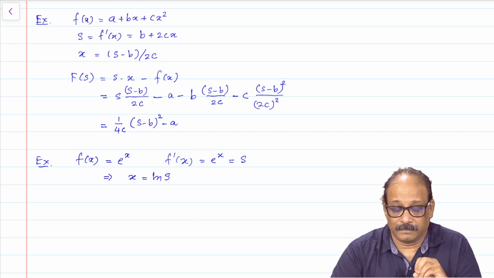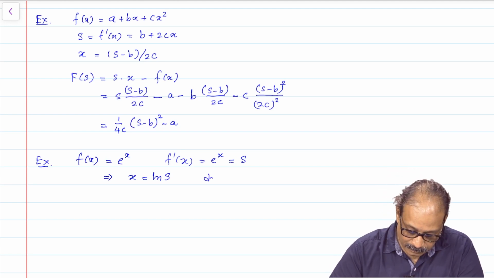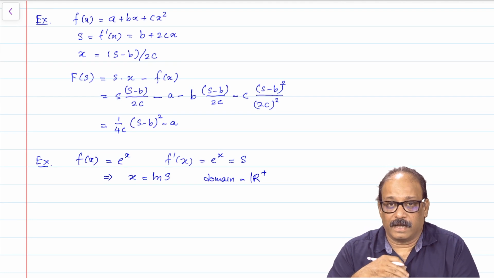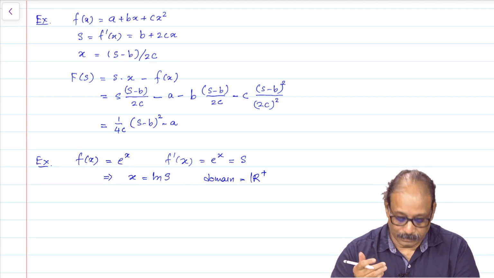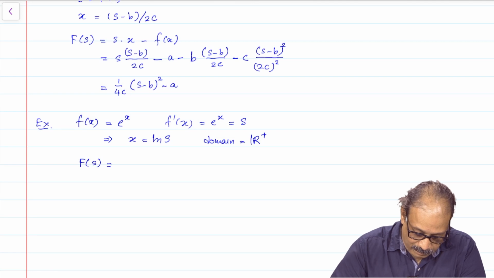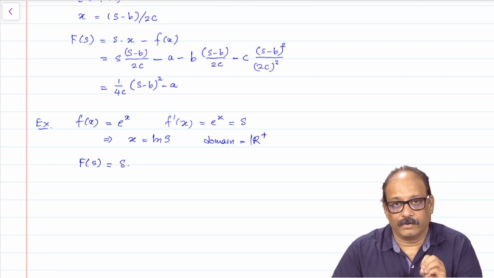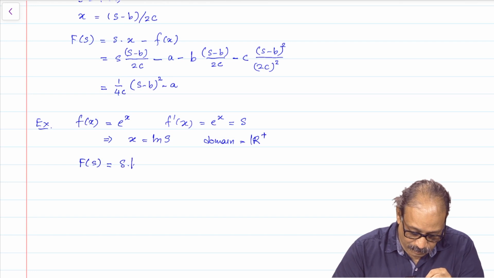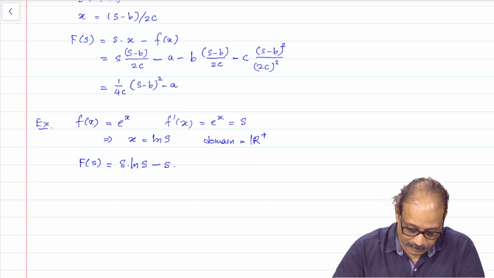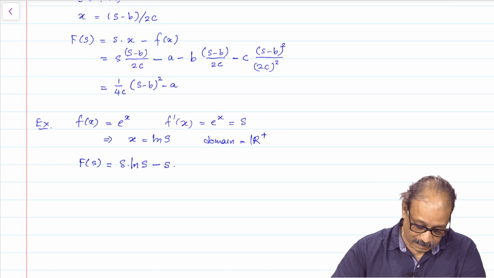But now, what is the domain? Domain here is R plus, where s is greater than 0. And the transform F of s is nothing but s times x. I will immediately substitute that as s log s minus the function which is e to the power x, but e to the power x is nothing but s. Okay. So, that is done.